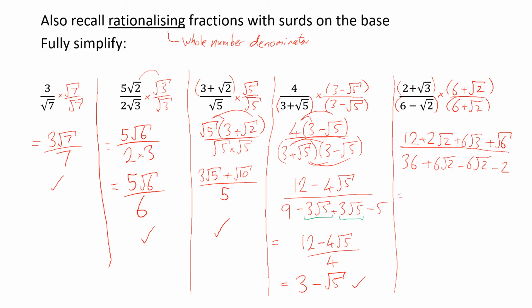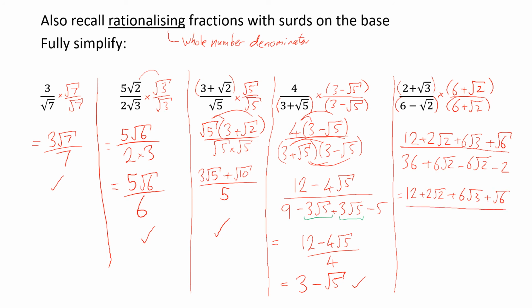We then want to try and simplify what we can. Now if you look at the top, we've got a 12, which is a number. We've got a root 2, we've got a root 3, and we've got a root 6, and we cannot add those together. They cannot be simplified. So the top of our fraction is just going to stay exactly the same.